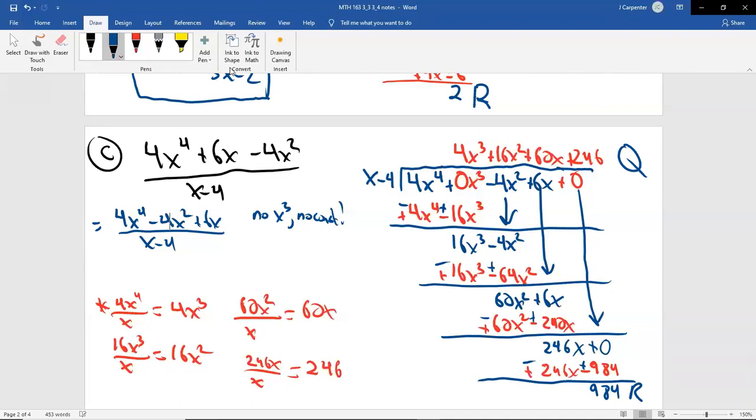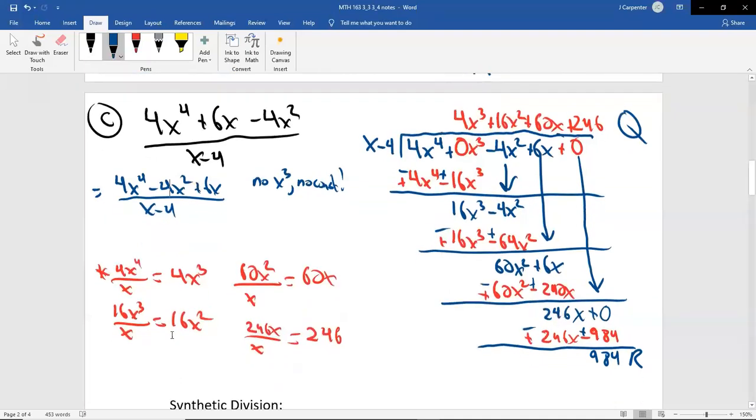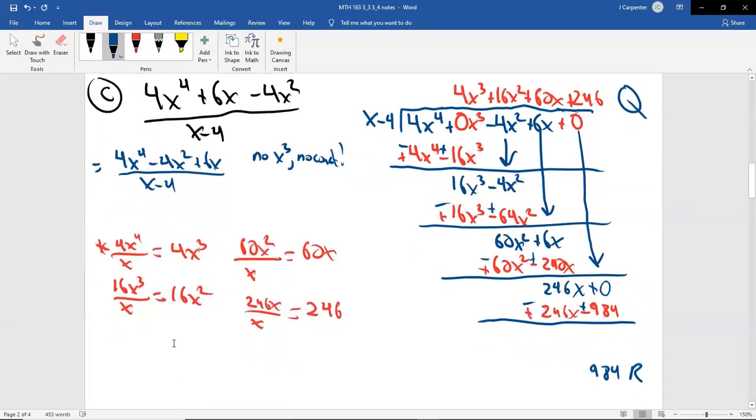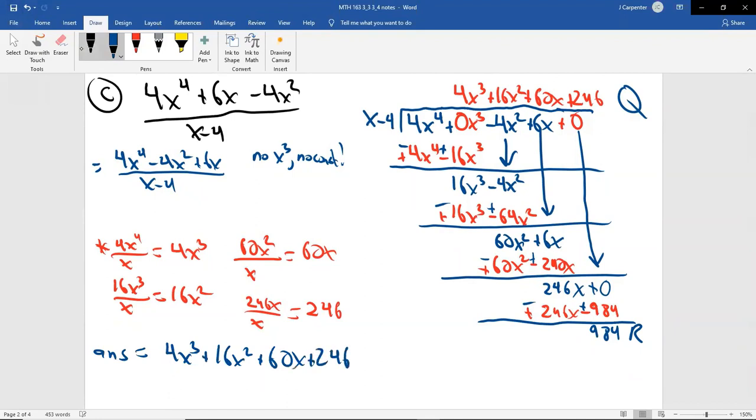There's our quotient. So let me just scroll down here a little bit. There we go. So our ultimate answer is the quotient of 4x cubed plus 16x squared plus 60x plus 246, and then plus the remainder of 984 over the original denominator of x minus 4. There we are.